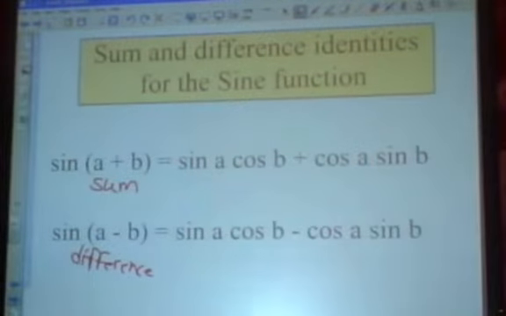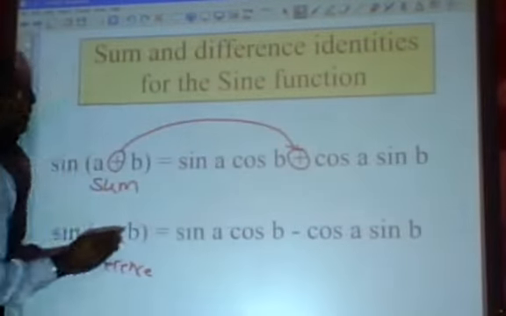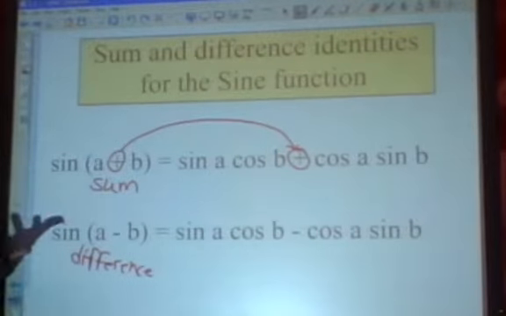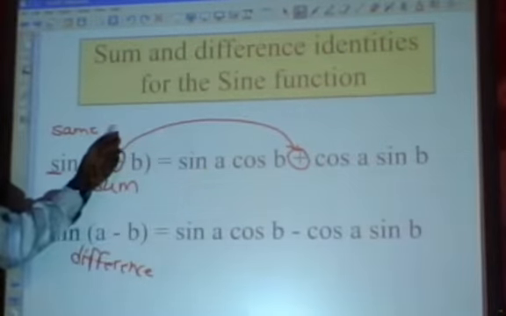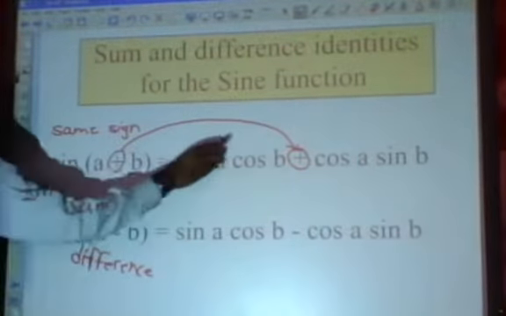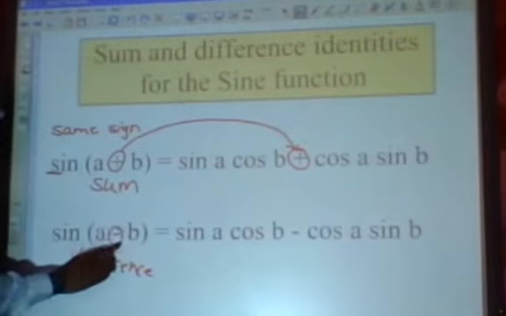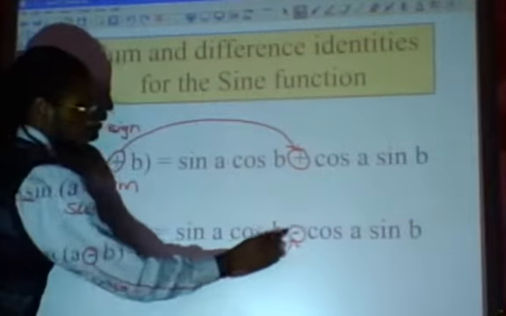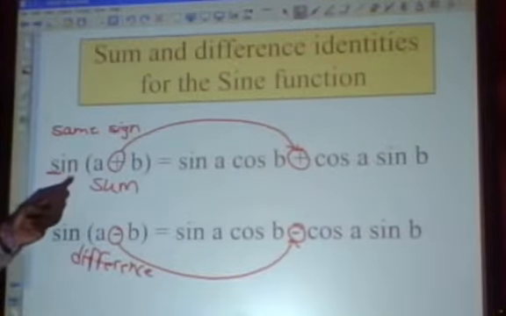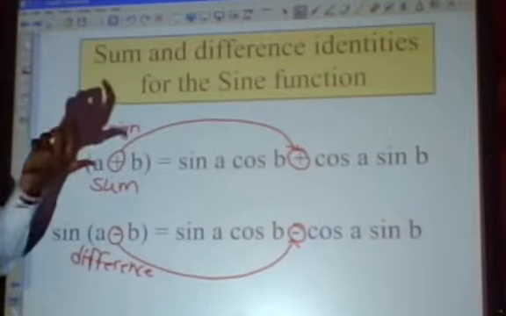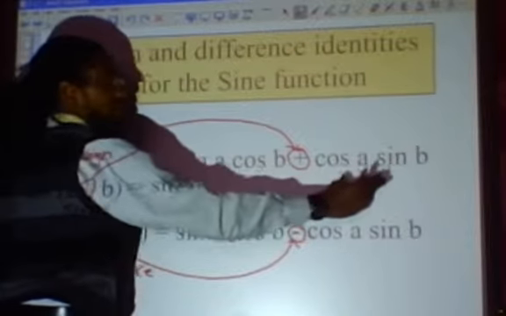With this, when it comes to sum, we talk about the signs. For cosine, we change signs here. For sine, the signs stay the same. It's the same sign for sum, and for subtraction it's also the same sign again. The only difference with this one is we have sine A cosine B, then cosine A sine B. So the sines and cosines are together on this side.